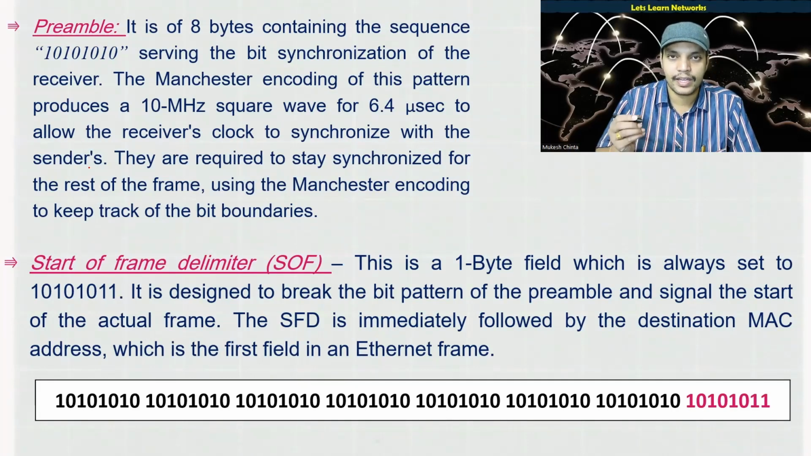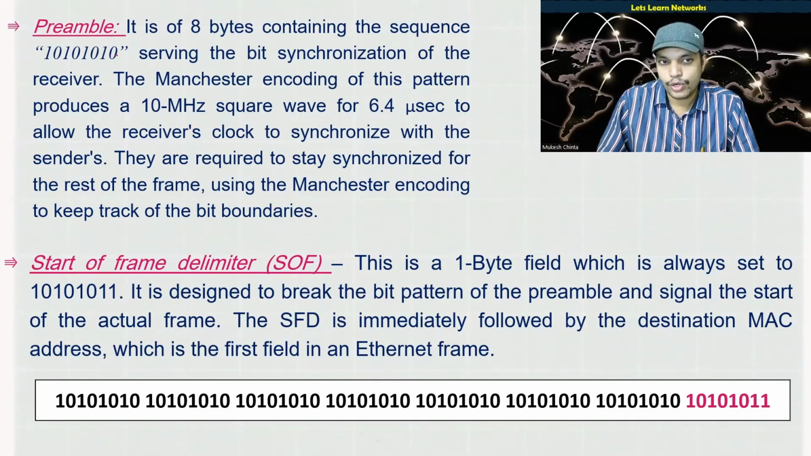So the preamble is used for synchronization between the sender and receiver, and the synchronization information is sent along with each and every frame of Ethernet. They are required to stay synchronized for the rest of the frame using the Manchester encoding to keep track of the bit boundaries. Okay.